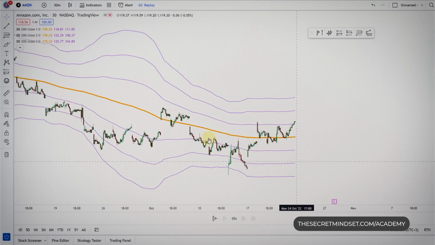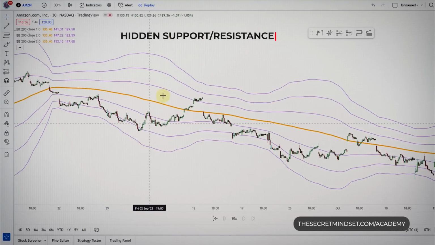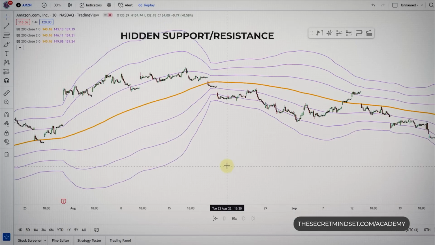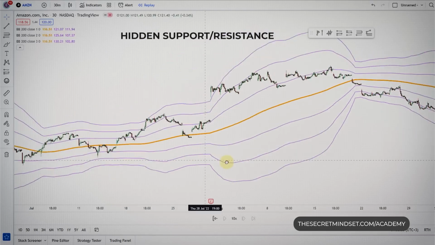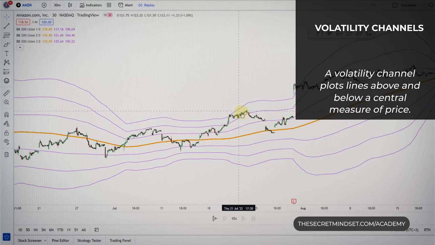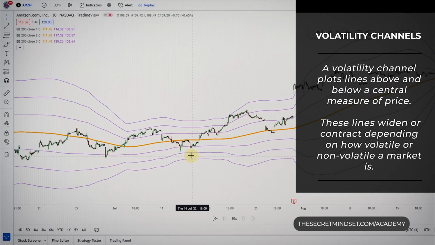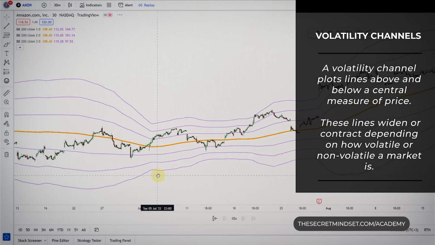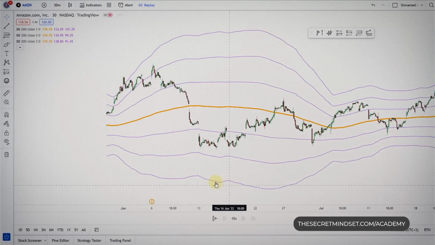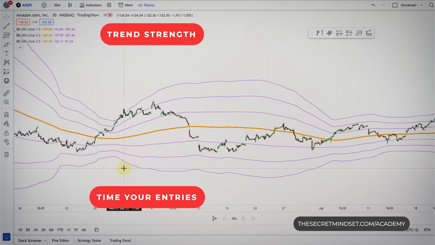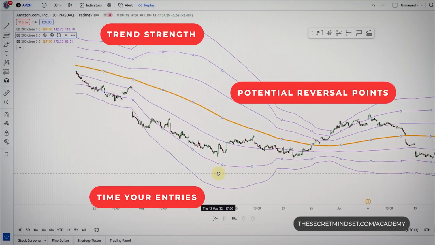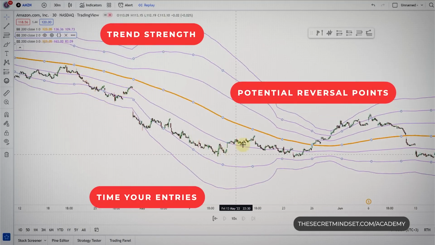Now, the main advantage of this setup is the fact that Bollinger Bands use standard deviation to establish where hidden support and resistance levels might be found. These are also known as volatility channels. A volatility channel plots lines above and below a central measure of price. These lines widen or contract depending on how volatile or non-volatile a market is. With this setup, you will read the trend's strength. You will time your entries during trends and during range markets, and you'll also find potential reversal points in a dynamic, adaptive manner.